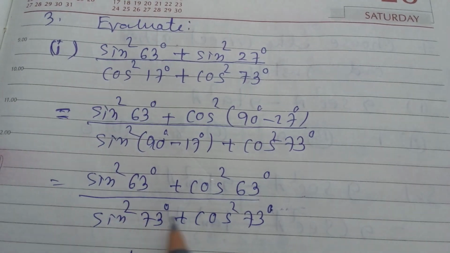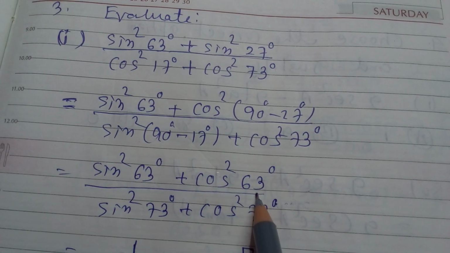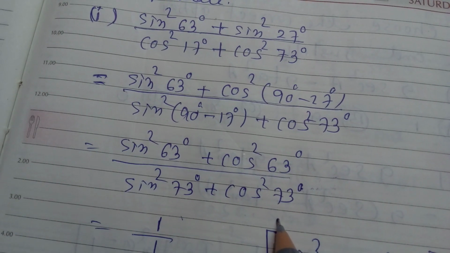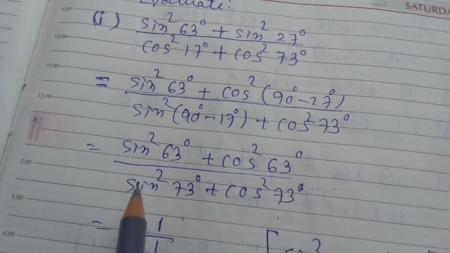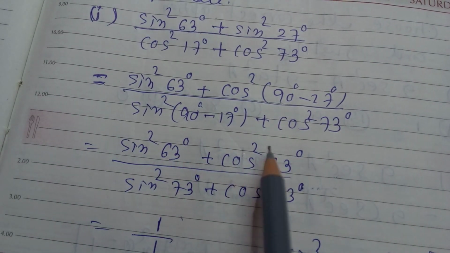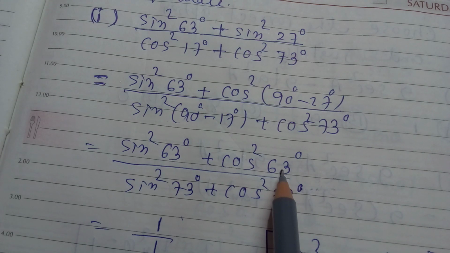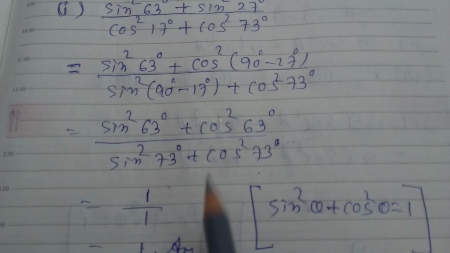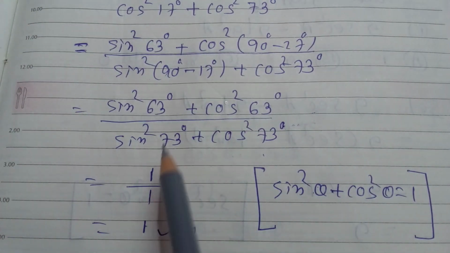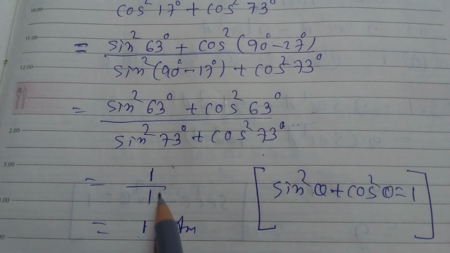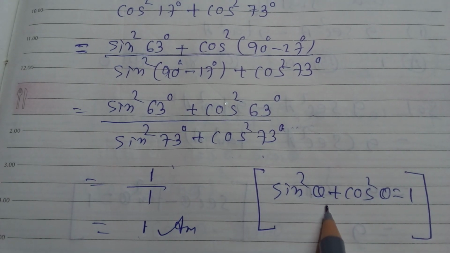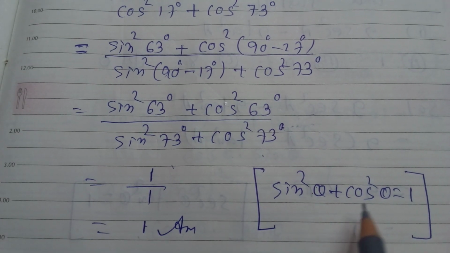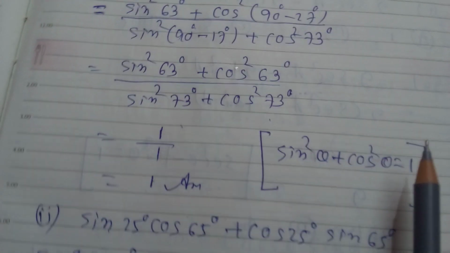So sin square 63 degree plus cos square 63 degree, and here sin square 73 degree plus cos square 73 degree. Now the formula is achieved: sin square theta plus cos square theta. Both angles are the same, 63 degree, and in the denominator too. So this value is 1 and this value is also 1. 1 by 1, 1. Look here, I have written the formula which I have applied: sin square theta plus cos square theta equal to 1.